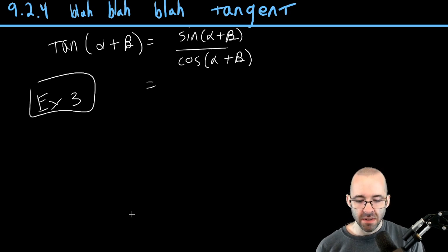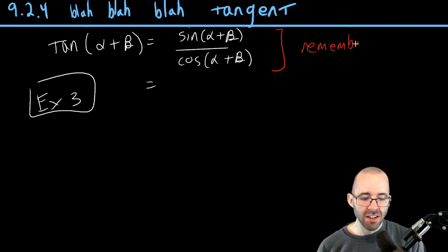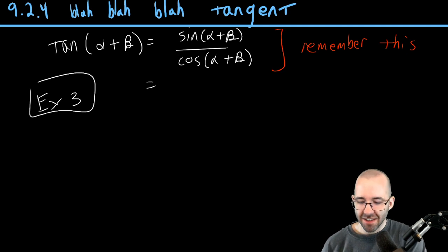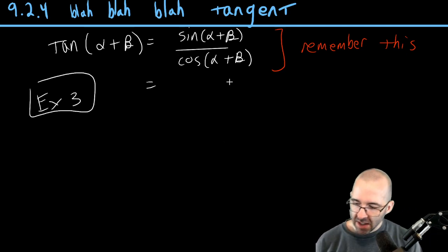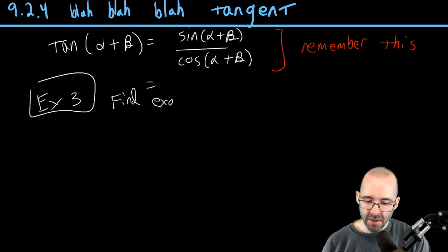As a side note, there's a lot of problems that might ask you for sine, cosine, and tangent of an angle. Remember this. Sometimes you don't need to use the full formula. You can use this instead. Just whatever you found for sine and whatever you found for cosine. But anyway, let's find exactly the following.